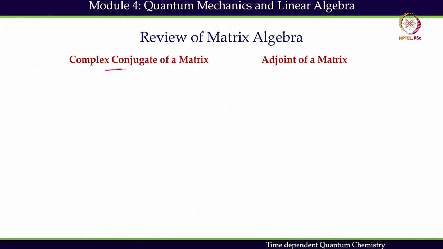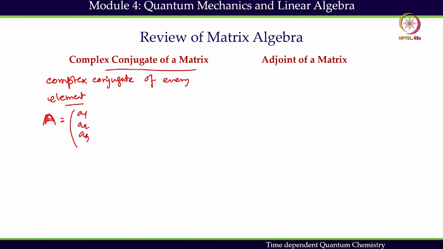Welcome back to module 4. We are briefly reviewing matrix algebra, and next we will understand the complex conjugate of a matrix. The complex conjugate of a matrix is given by taking the complex conjugate of every element, which means that if I have a matrix like this, A1, A2, A3, this is a column matrix which is a vector, then A star is going to be making the complex conjugate of each element.